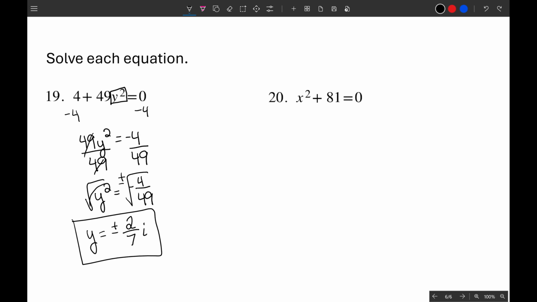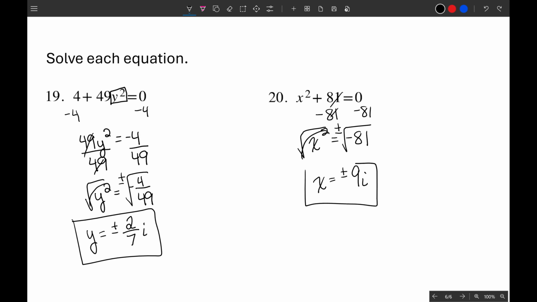All right, same thing on number 20. I'm going to start by subtracting 81. Now I have x squared is equal to negative 81. I'm going to take the square root so that I can isolate that x. I have a positive and negative answer. Now 81 is a perfect square. That's 9, and the square root of the negative gives me an i, so my answer is 9i. So I have a positive and negative 9i.